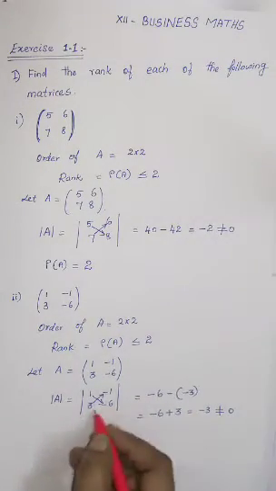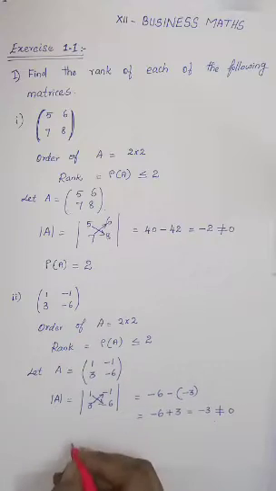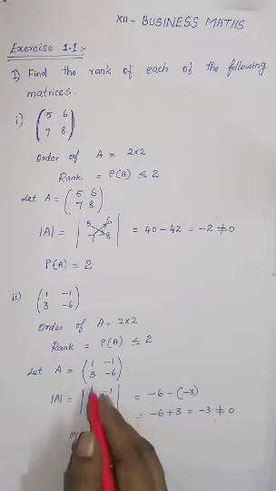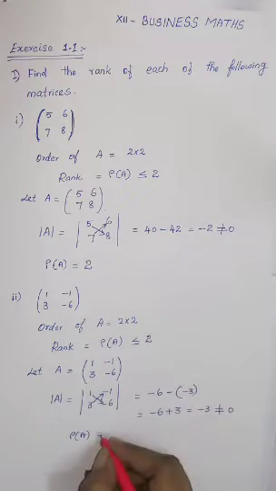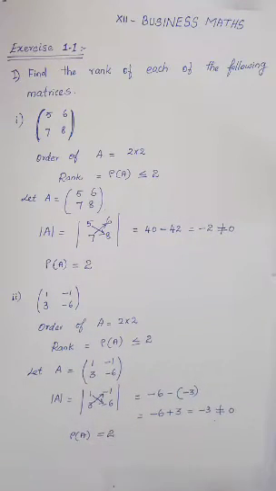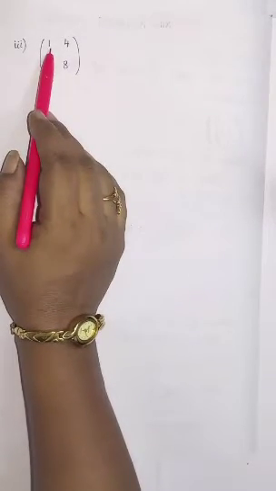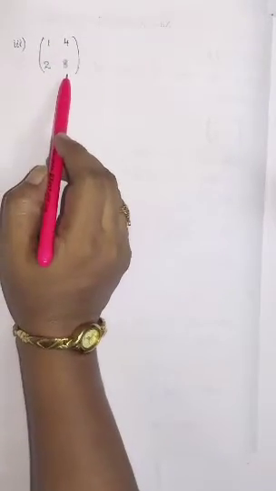Therefore in your 2 by 2 matrix we are getting a nonzero number, so we can declare the answer, that is rank of A is equal to 2. So we can give the answer as rho of A is equal to 2. Third question, again a 2 by 2 matrix is given, 1, 4, 2, 8.